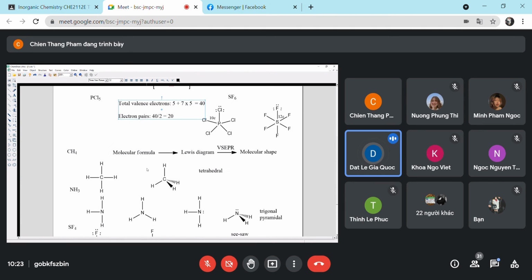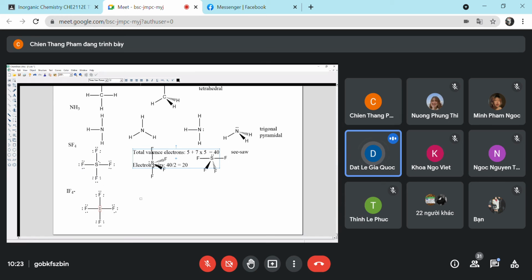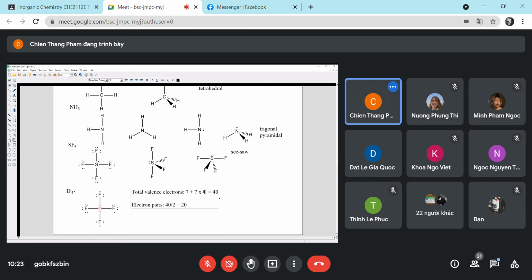So the total valence electrons in IF4 minus is 36 electrons: 7 plus 7 times 4, plus 1 for the charge. So 36 electrons is 18 pairs. The 4 surrounding fluorine atoms take 4 times 4, which is 16 pairs, so you add 2 more electron pairs on the iodine.